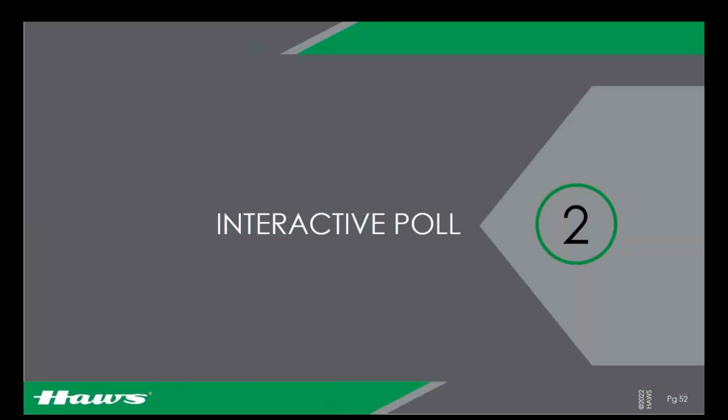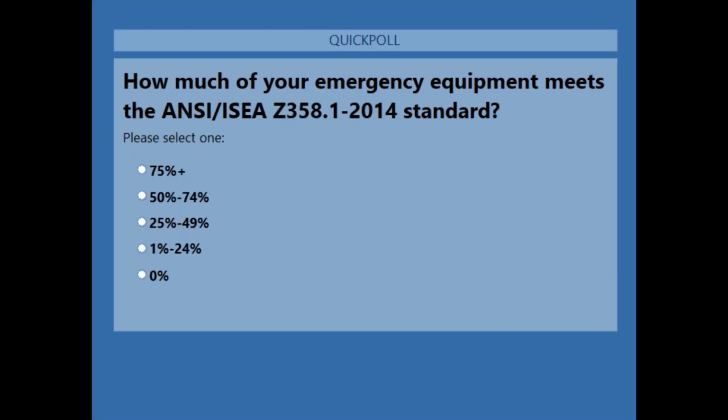All right, interactive poll number 2, and then Hayden's going to take over for a minute here. Yeah, so our second interactive poll question is how much of your emergency equipment meets the ANSI ISEA Z358.1-2014 standard. And the options for this, you can only select one option, and it is 75% plus, 50 to 74%, 25 to 49%, 1 to 24%, and 0%. And this is an interactive poll question, so I will be showing the results of this question as well.